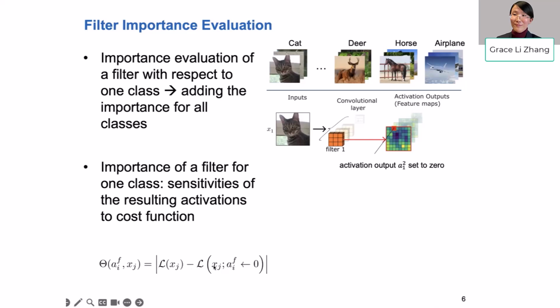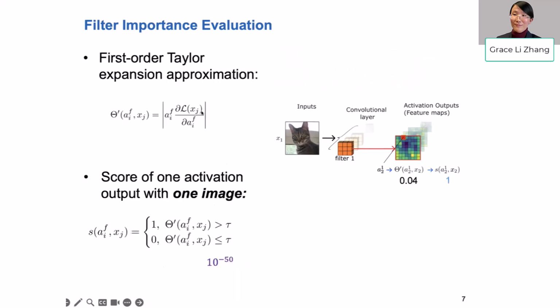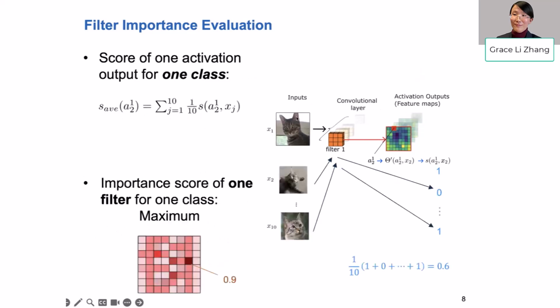But this method is very time consuming because you need to do a lot of forward propagation. To simplify this process, we use the first-order Taylor expansion, and then we can obtain a first-order approximation. If this approximation is larger than a threshold, then we set the activation score to 1, otherwise it's 0. But in the training data, we have a lot of images for the same class.